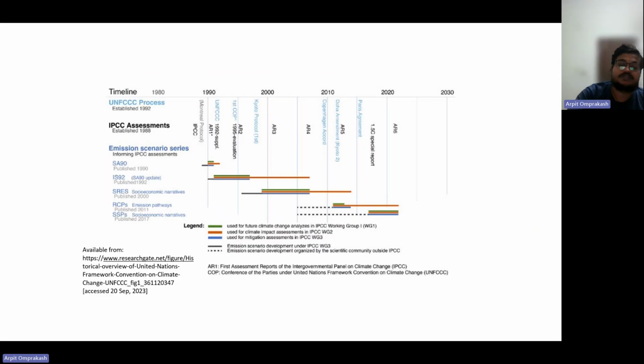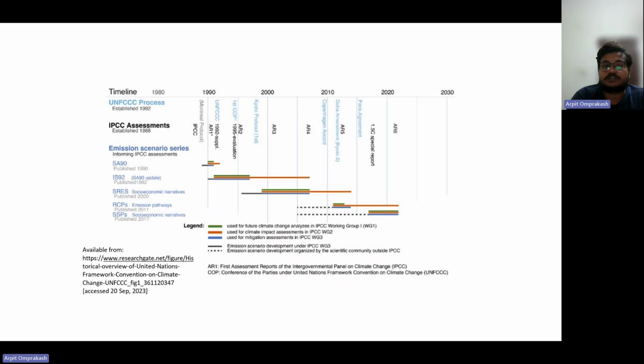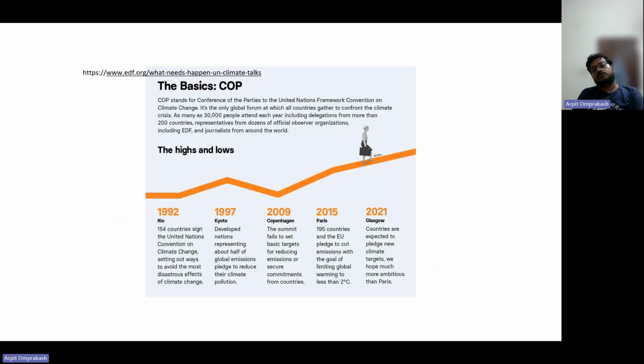And they also have these COPs. The parties or the countries which are part of this UNFCCC are called parties to the convention, and COP stands for Conference of the Parties to the United Nations Framework Convention on Climate Change. So it's the global forum where all these different countries gather to confront the climate crisis, and the delegates discuss what things they need to do and set goals.